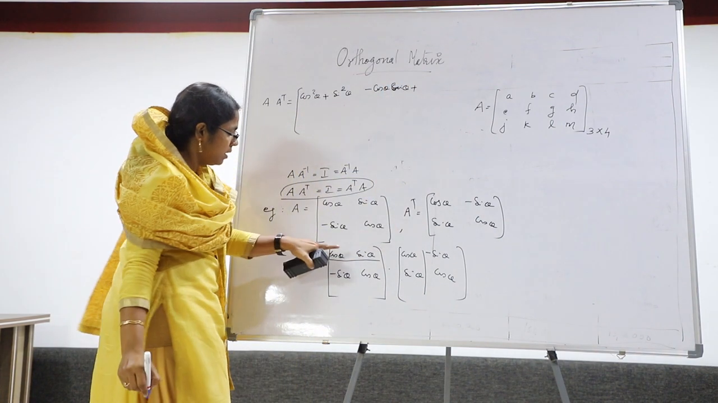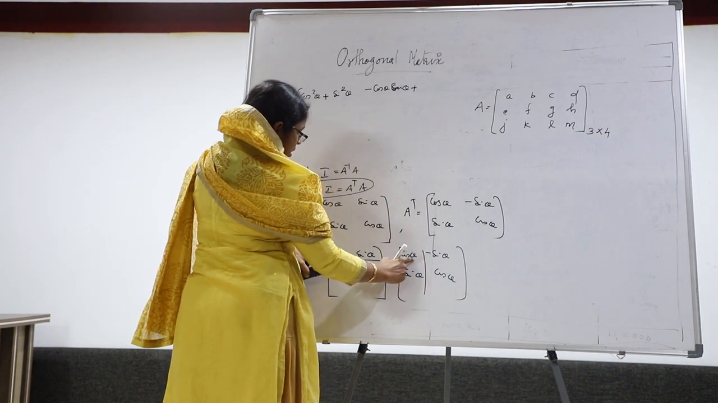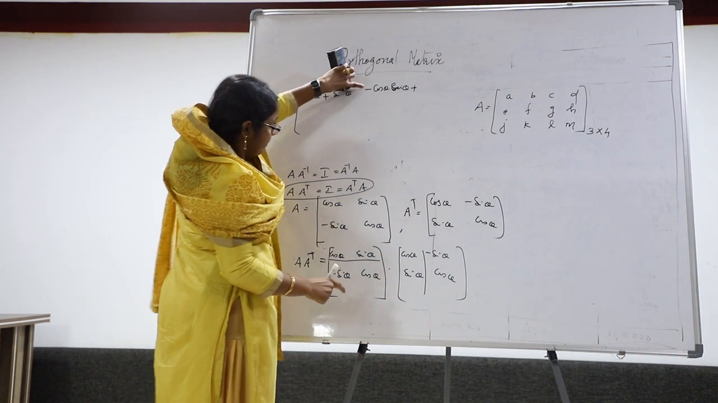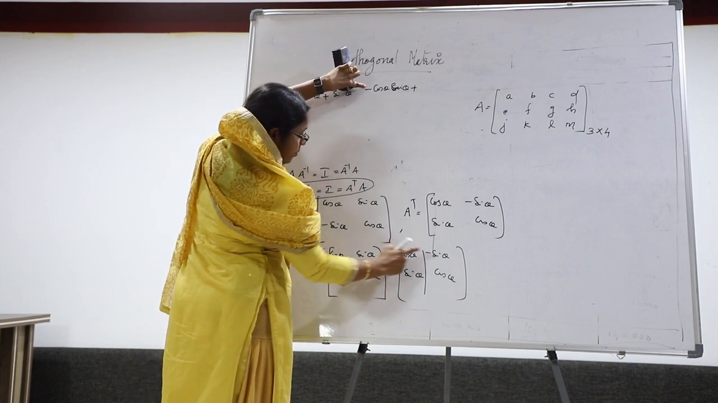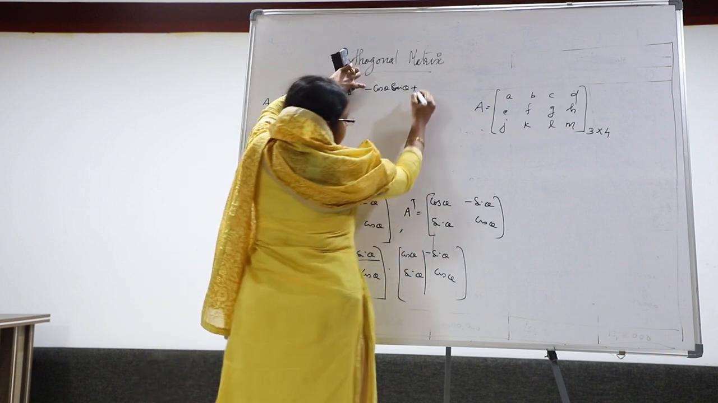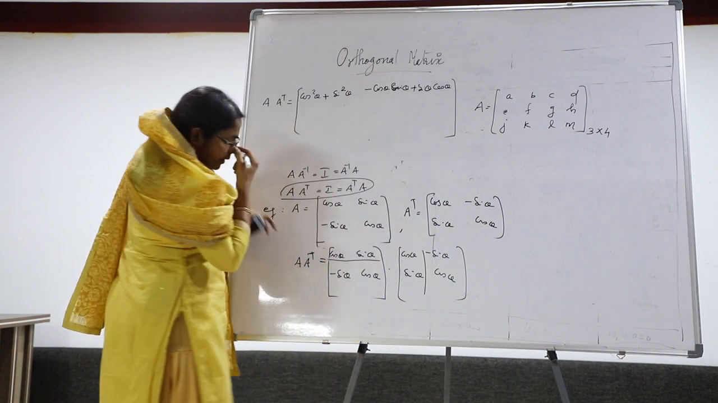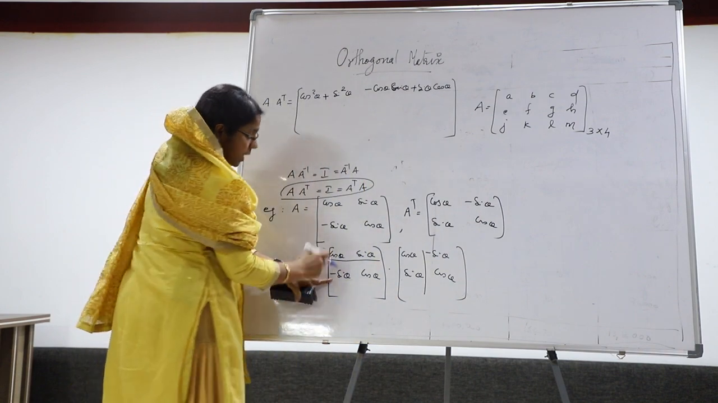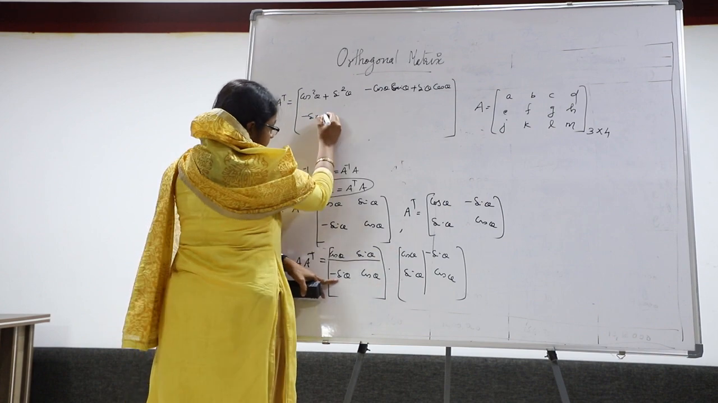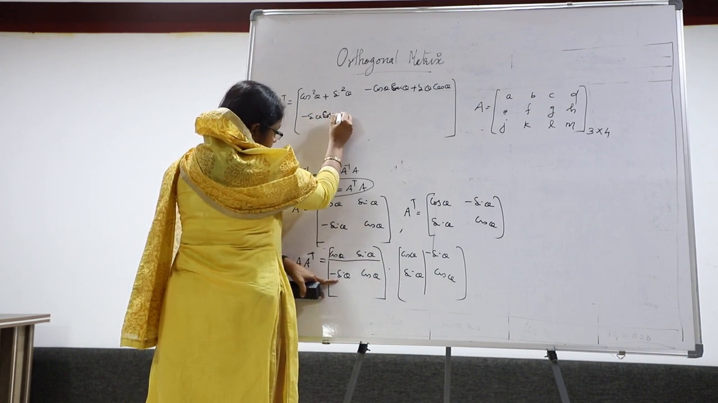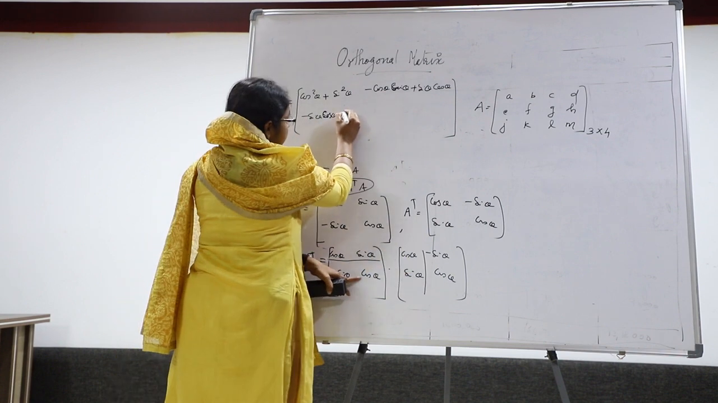Then plus, cos theta into minus sin theta, first row, first column, and first row into second column, that is cos theta into minus sin theta plus sin theta into cos theta. And take the second column, second row, that is minus sin theta into cos theta plus minus sin theta cos theta plus cos theta into sin theta.